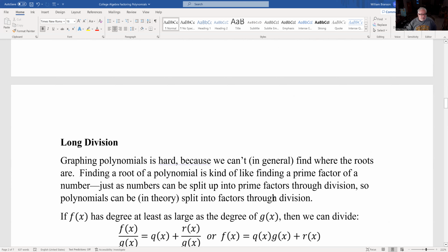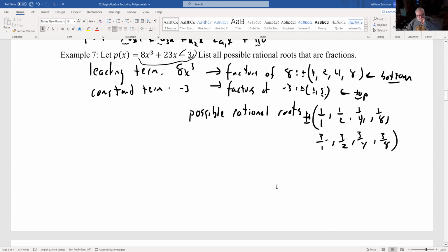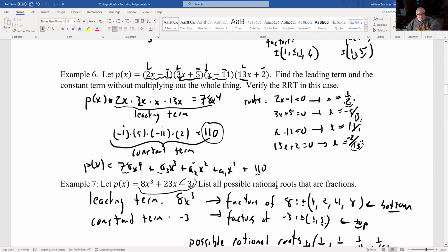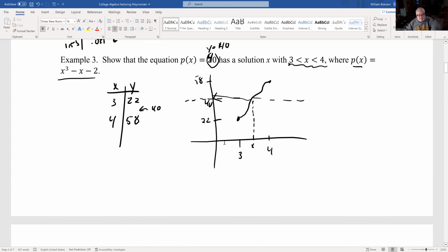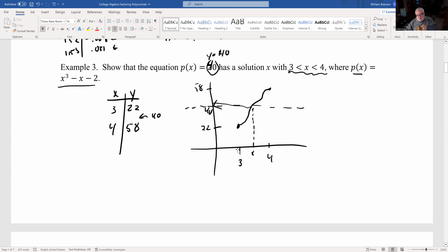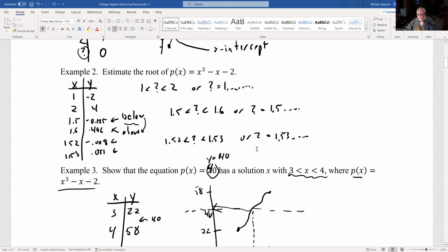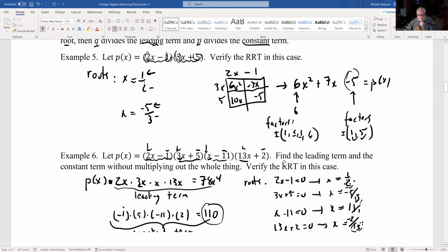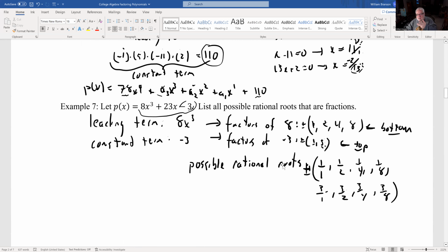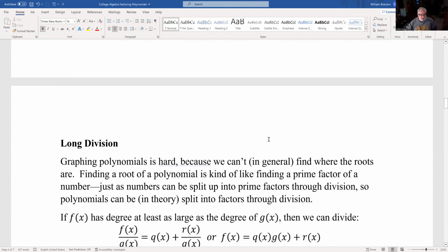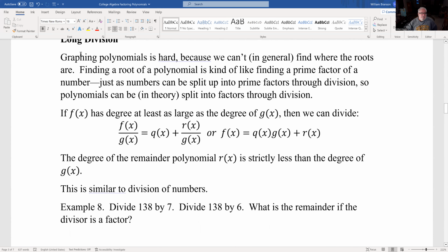So, long division. We're going to leave this here for a moment. We know how to generate some roots. The intermediate value theorem allows us to narrow down where our roots could be, right? You can have a root between 1 and 2. The rational root theorem tells us what possible fractions could be roots, so it cuts down our search for roots a lot. The question then is what do we do if we get a root? So we have long division. Graphing polynomials is hard because it's hard to find the roots, but polynomials can be split into factors through division.